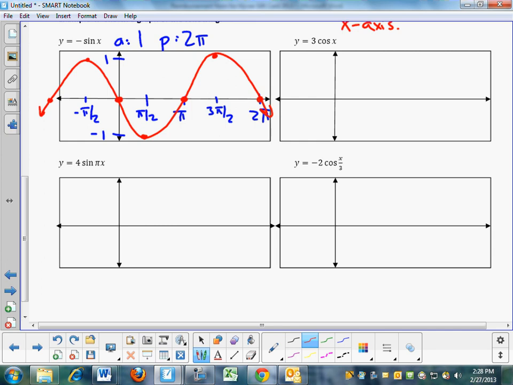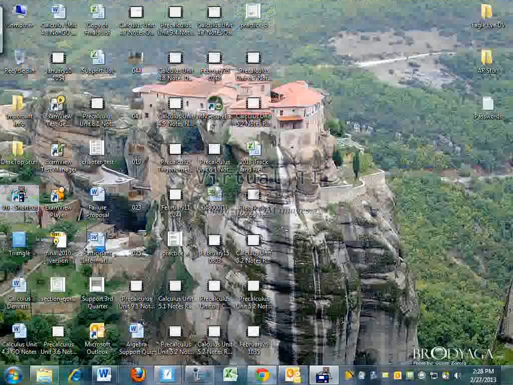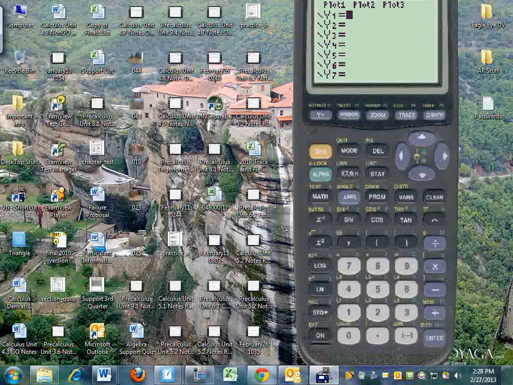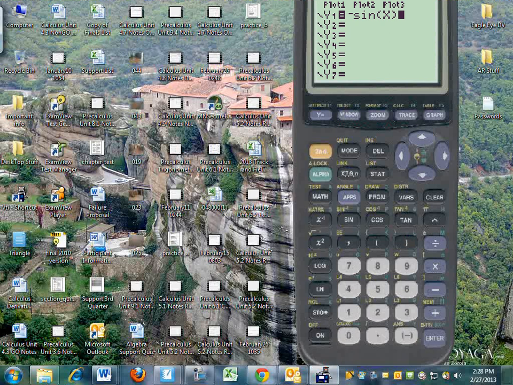Take out your calculator. Let's graph it. Let's see if we match it up. I want to show you guys how to put this on your calculator. Okay, so I go into y equals, and my graph was negative sine of x. So I go negative and sine of x. And remember, are you working in degrees or radians? We're working in radians right now. Anytime you put something on a graph, you are working in radians.